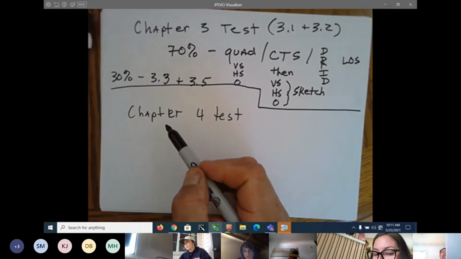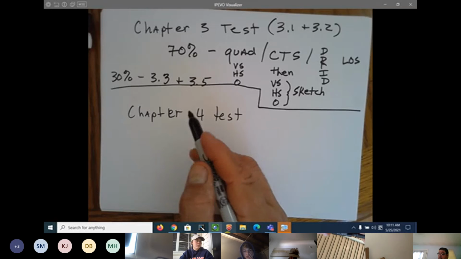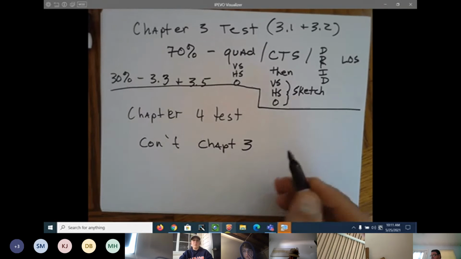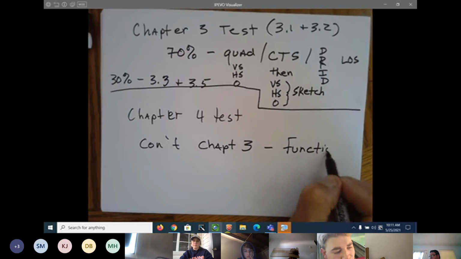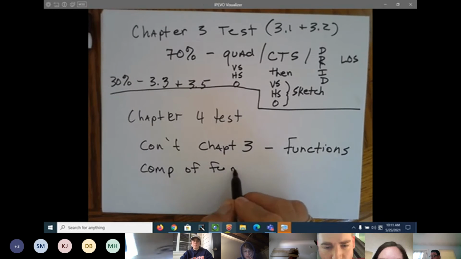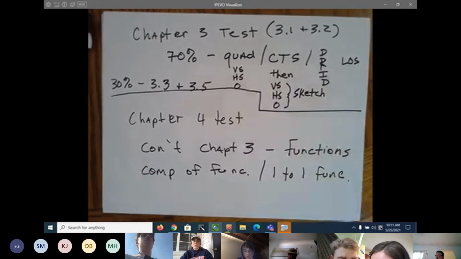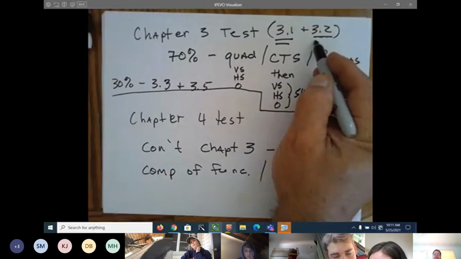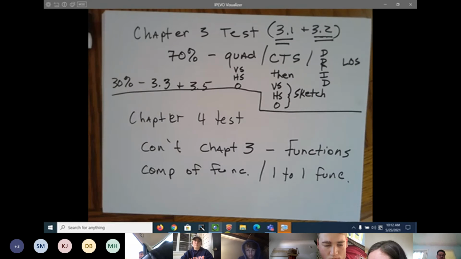And then the Chapter 4 test is kind of a continuation of Chapter 3. And then it's going to move into functions and composition of functions, and one-to-one functions. So we're going to get into that later, but I wanted you to focus on 3.1 and 3.2, and that's what I was hoping everybody would do their homework on the last couple of days, but y'all didn't, so I guess we'll just move on.